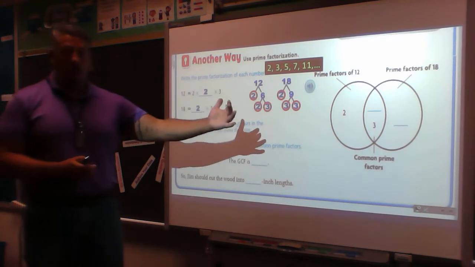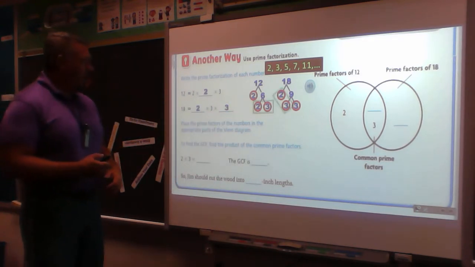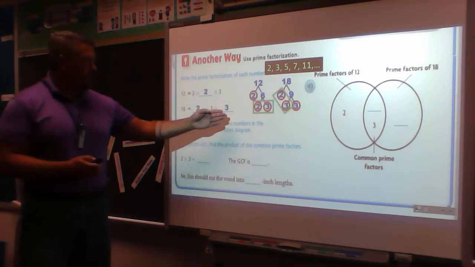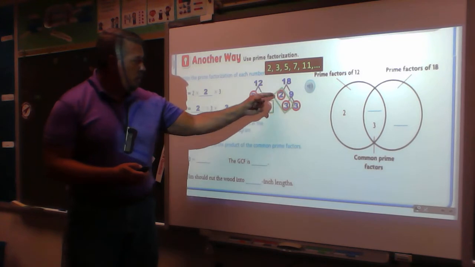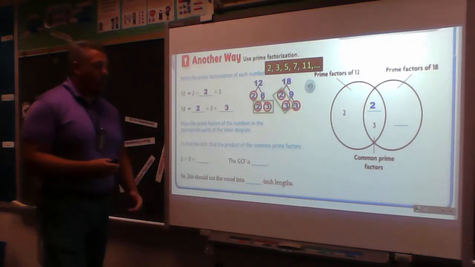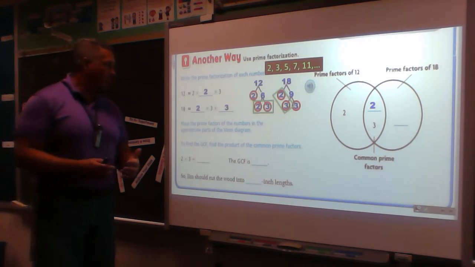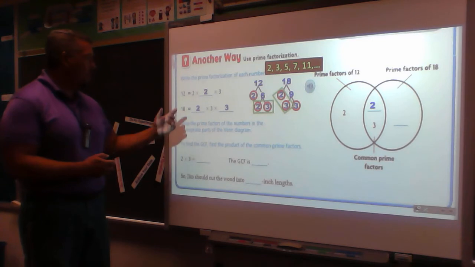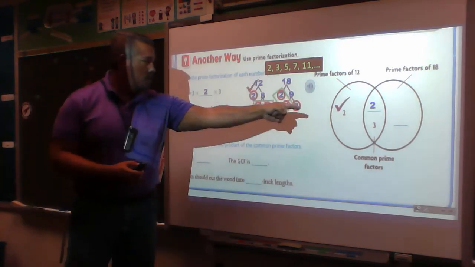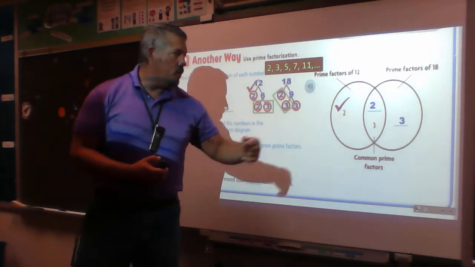In the middle of my Venn diagram are the ones that are in common. Well, what do I have in common? I have a 2 and I have a 3 that are in common, right? So 2 and 3, 2 and 3. So that's going to be in the center of my Venn diagram. Everything else that's left are the ones that are left alone. So I still had a 2 over here, so I have to include it. And I still had a 3 over here, so I have to include it.